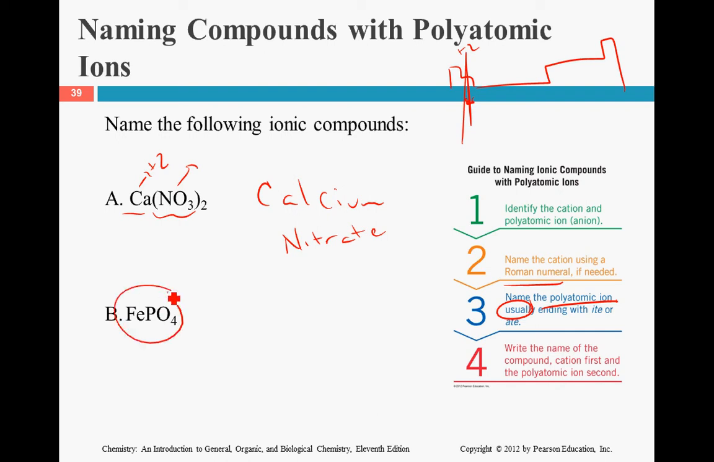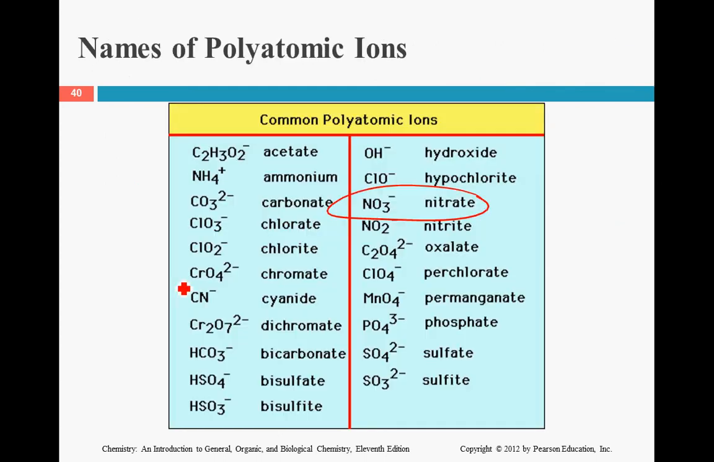We have FePO4 here. This is going to be a tricky one. Fe is here. You need a Roman numeral in this area. So that means we need iron something. We need a number here. We're going to figure that out in a second. PO4, we can look on the chart again. Let's see, PO4 is right here. It's phosphate.